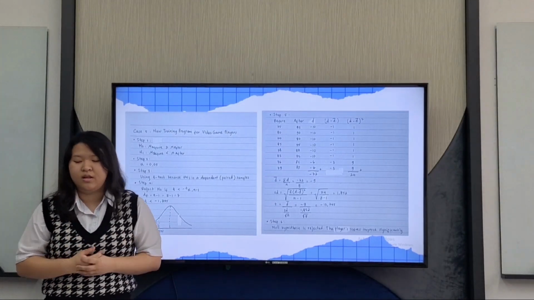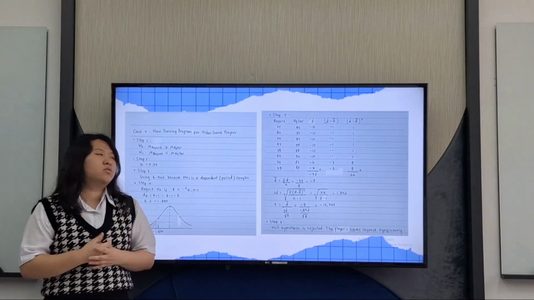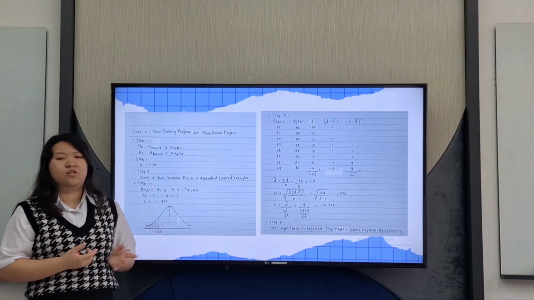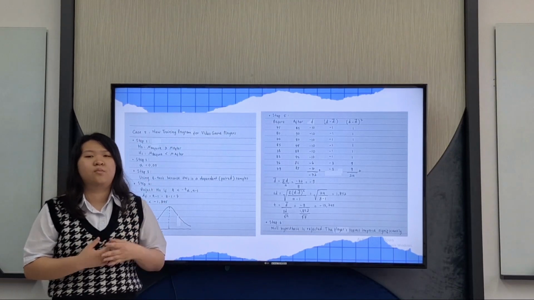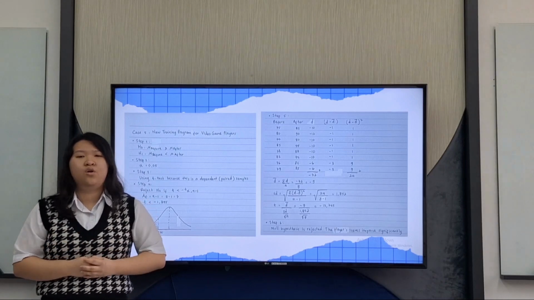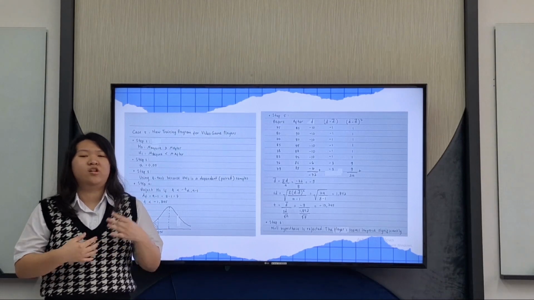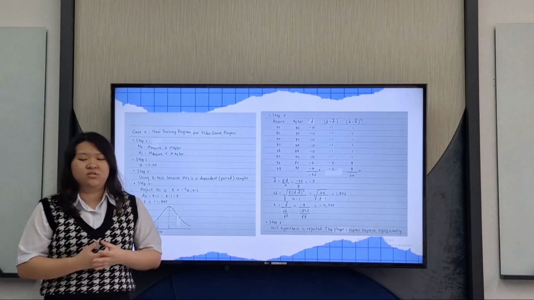And as for the last step, the conclusion is the null hypothesis is rejected. The player scores improve significantly. So based on this calculation, we know that the training method from this game company is effective. So the company should use this training method in the future.